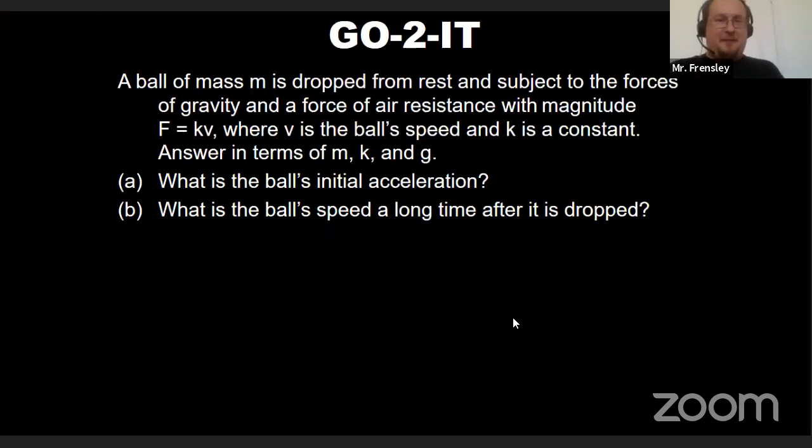A ball of mass m is dropped from rest and subject to the forces of gravity and a force of air resistance with magnitude F equals kv, where v is the ball's speed and k is a constant. Answer these in terms of m and k and g. What is the ball's initial acceleration, and what is the ball's speed a long time after it is dropped? You have 1 minute. Go.